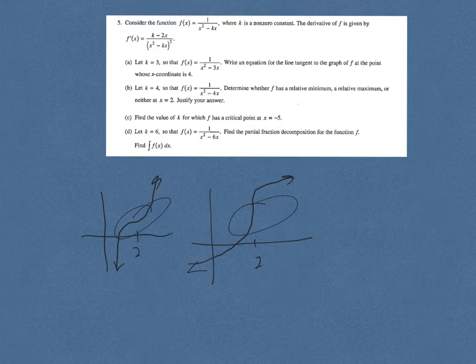The third part here: find a value for k for which f has a critical point at x equals -5. So really, when you plug -5 in for x, you want this to be 0 or undefined. That's what you're really looking for on that one, values that could make that equal 0 or undefined. Then the next thing you have is let k equal 6.